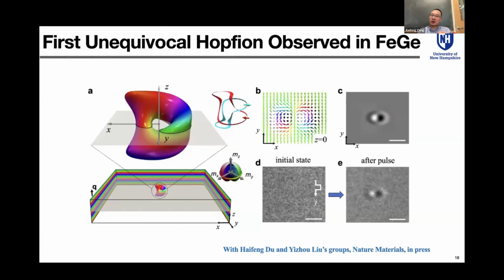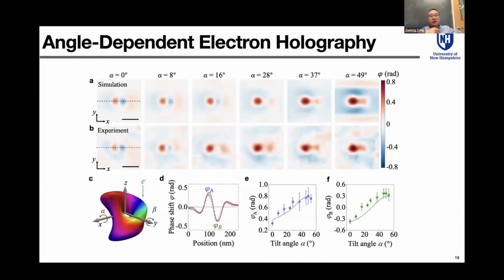the first unequivocal Hopfion observations in iron germanium. So what we do is to send a current, give a pulse of current. And the ground state in iron germanium is helix. But after the pulse and the system relaxes, there will be a Hopfion nucleated. And you can see that from the Lorentz transmission electron microscope, and here I actually used electron holography, and send electron beams in different directions, and you get different patterns.